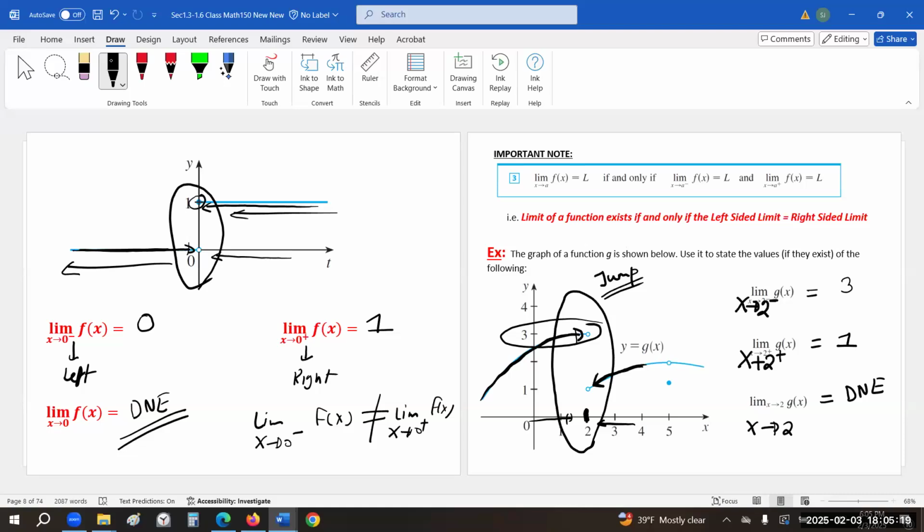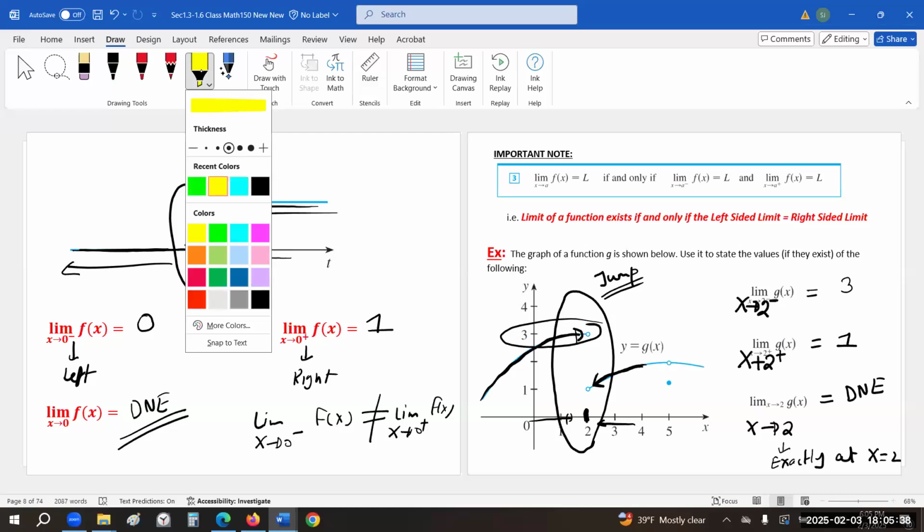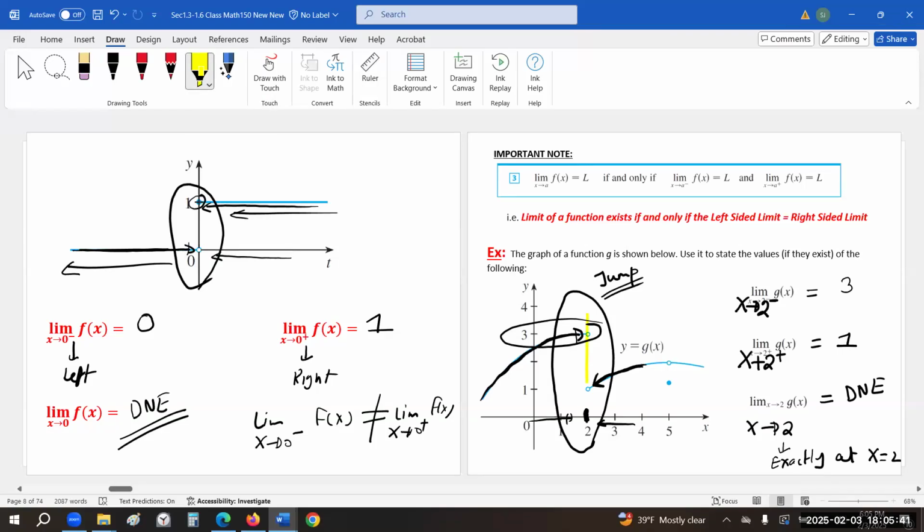So when you don't have any plus sign or minus sign on the top, it means exactly at 2. Exactly at x equals 2. So when you look at exactly x equals 2, see, at 2, we have two different y values. One y value is 1, the other y value is 3. They don't match, so the limit doesn't exist.